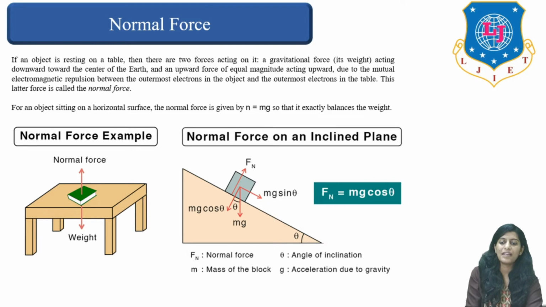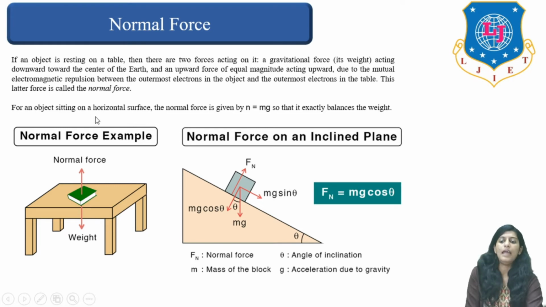The next one is normal force. So what do we mean by the word normal force? Normal force is what? If an object is resting on a table, then there are two forces acting on it. One is the gravitational force, which is acting downward. As you can see here, if a book or a diary is kept on a table, there will be one force acting downward. It is termed as weight or gravitational force.